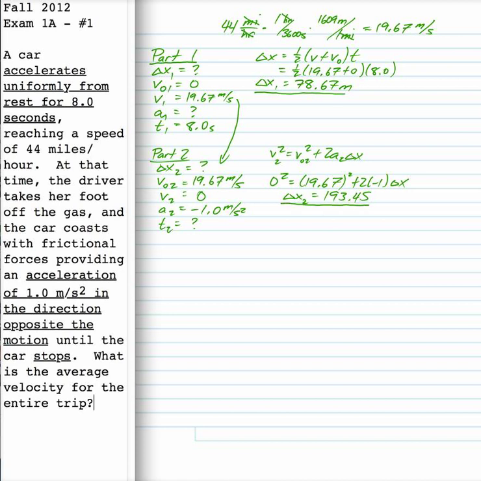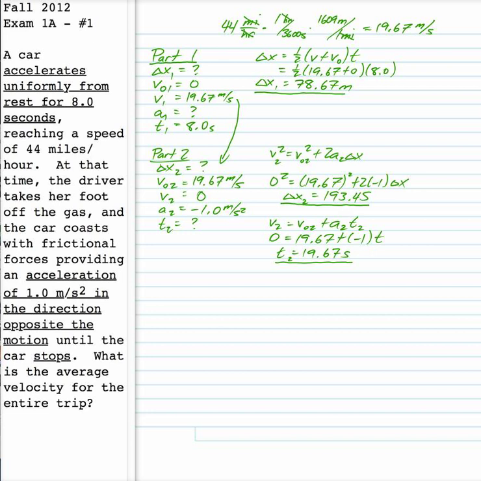And I'm also going to need t2, so I'll use the equation that doesn't have x2 in it, and that's v2 is v naught 2 plus at, or 0 is equal to 19.67 plus -1 times t. So t is 19.67 seconds, t2.